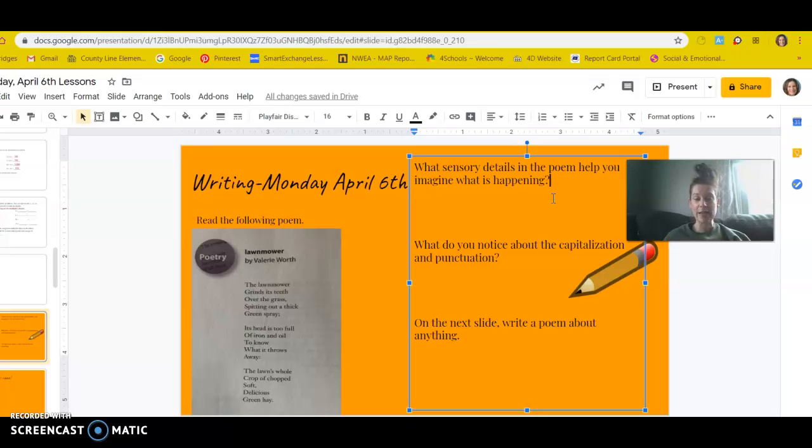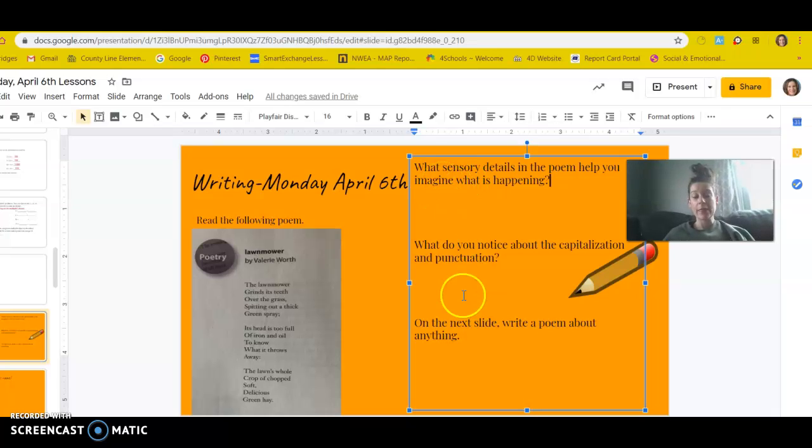Now, if your text is too big and it moves your other questions down, just make your font smaller, or highlight it and make it smaller when you're all done. Even if you make the question smaller, that's fine.